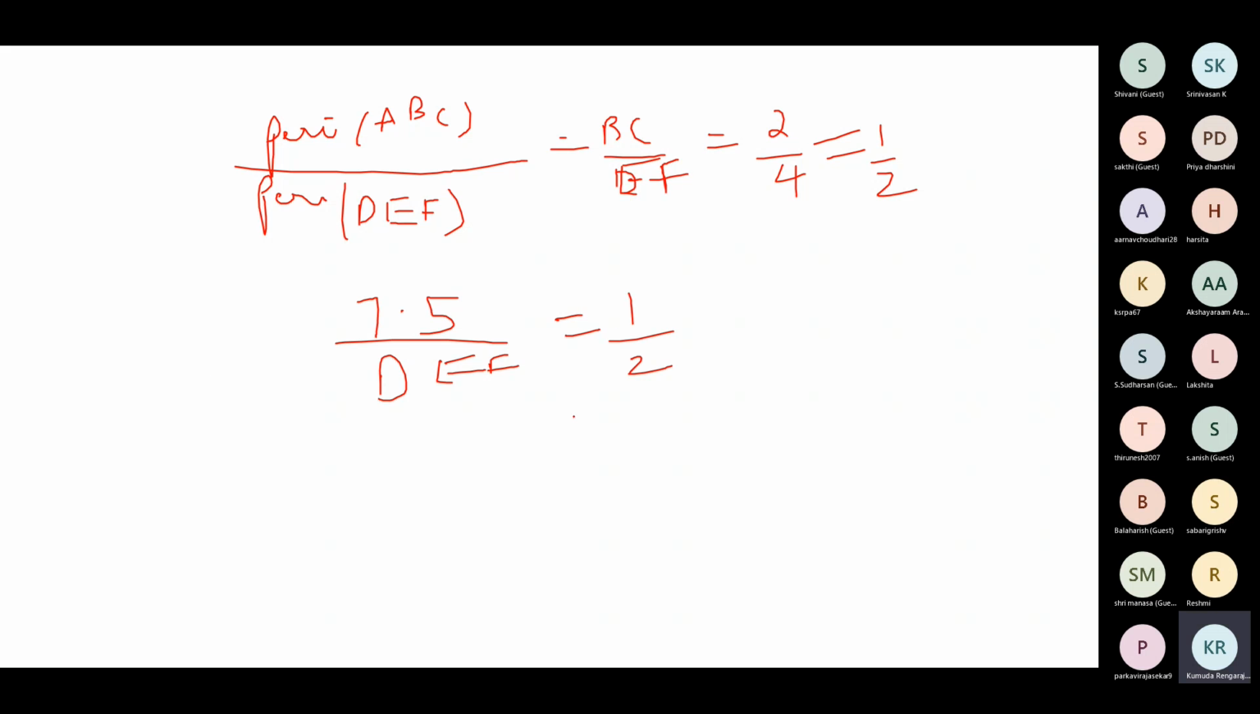So using this proportion, you don't have to find the lengths of the remaining two sides. ABC and DEF are similar triangles, so perimeter of ABC by perimeter of DEF is equal to the ratio of their corresponding sides, BC by EF, which is 1 by 2. Substituting in this proportion and cross multiplying, you can find the perimeter of DEF is 15 centimeters.